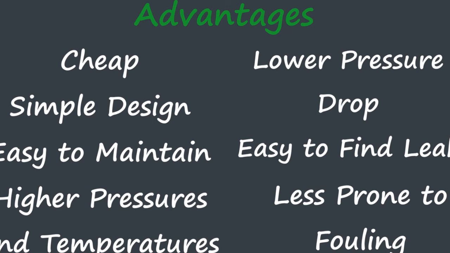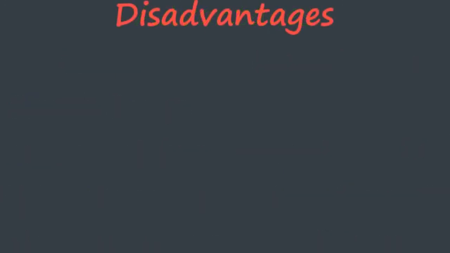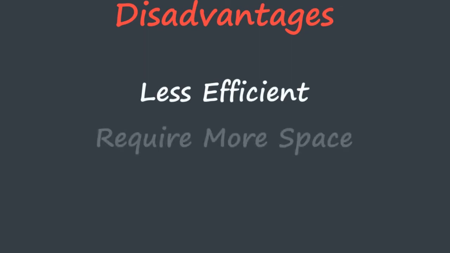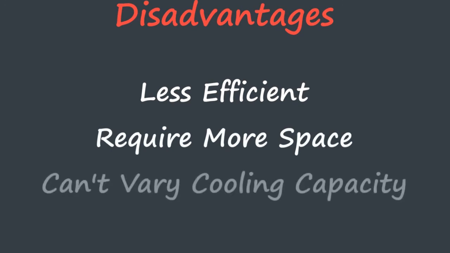There are, however, some disadvantages. They're less efficient than plate heat exchangers. They also require more space to open and remove the tubes. And you can't increase the cooling capacity of a shell and tube heat exchanger. With a plate heat exchanger, you can simply add more plates or remove plates in order to vary the cooling capacity. With the shell and tube type heat exchanger, this is not possible.